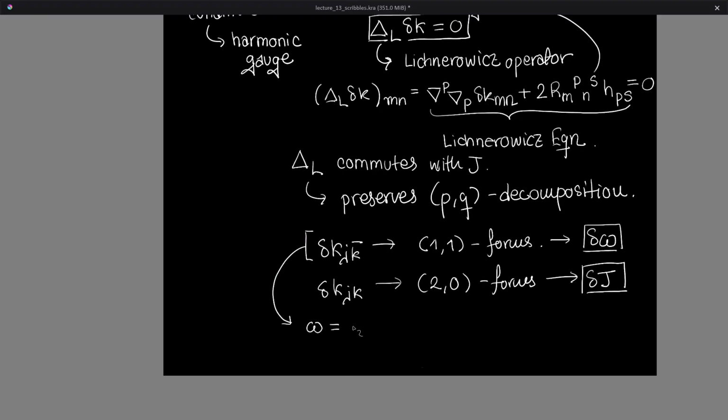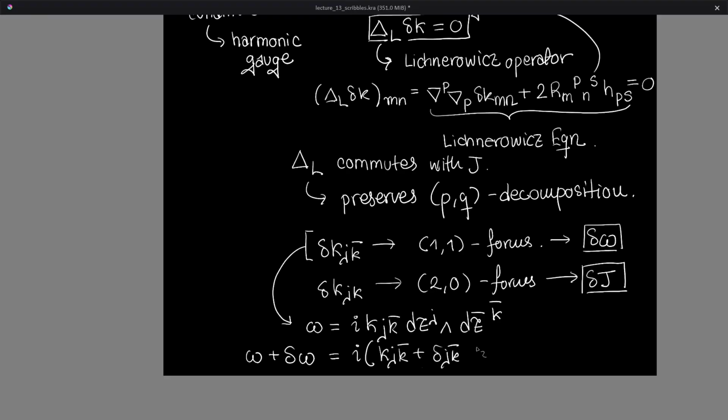If omega is the Kähler form, then we know that this is equal to omega K, J, K bar, dz J wedge dz bar K bar, right? So then if we send this to omega plus delta omega, then we would get that this is equal to omega K, J, K bar plus delta K, J, K bar, dz J wedge dz bar K bar.